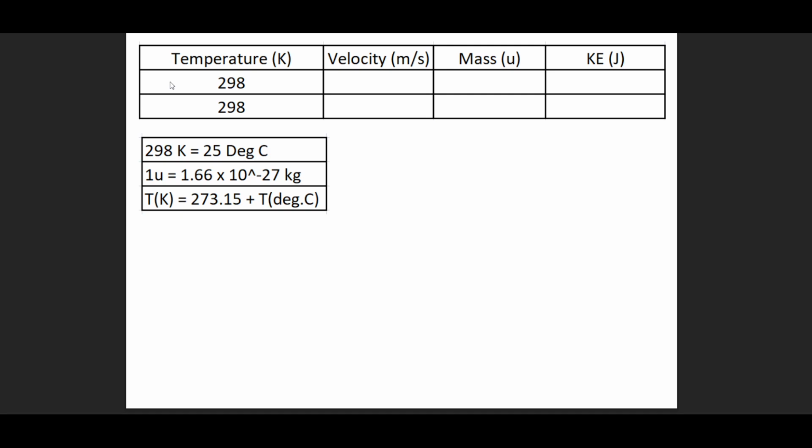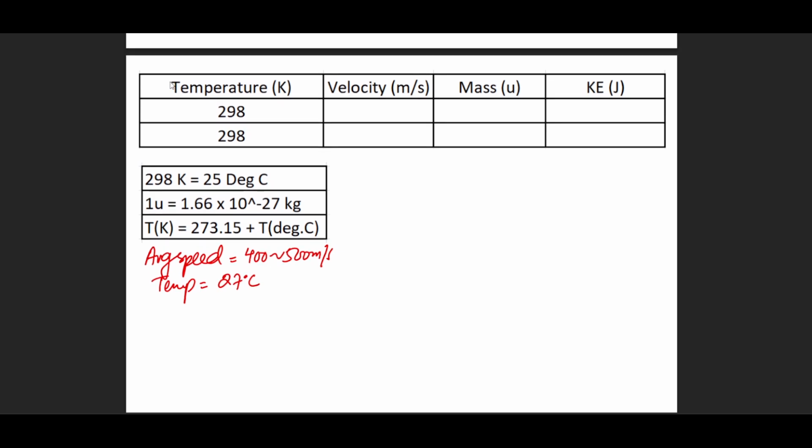It can be found online as well that the average speed of an air molecule, oxygen, nitrogen, carbon dioxide included, ranges from 400 to 500 meters per second at a temperature of approximately 27 degrees centigrade, right? Now we're going to do this proof to see whether we get the same answers or not.